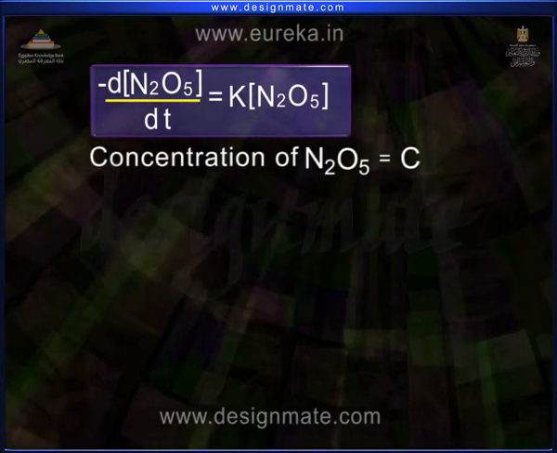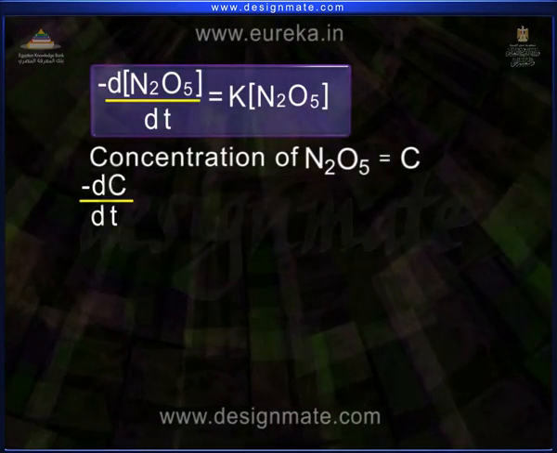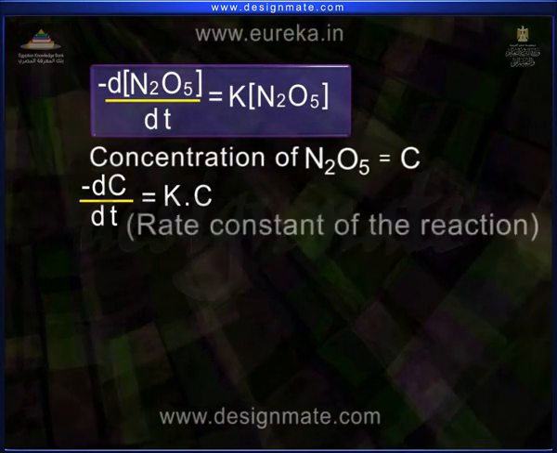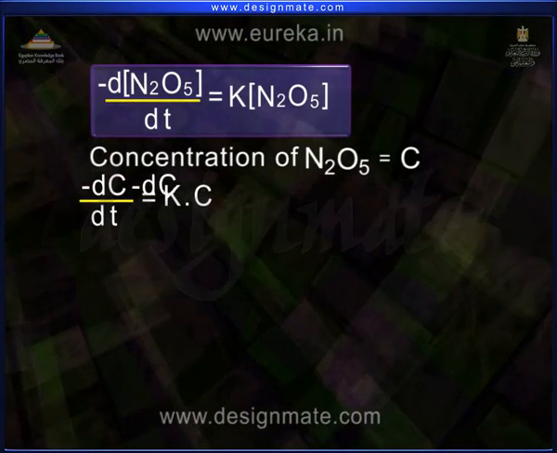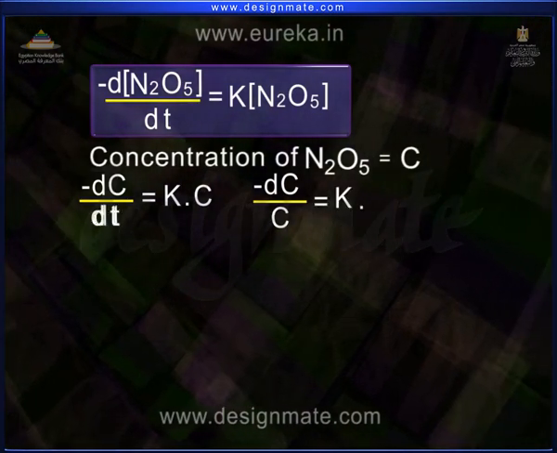If the concentration of N2O5 is expressed by C, then minus dC/dt is equal to k into C, where k is the rate constant of the reaction. Therefore, minus dC/C is equal to k into dt.